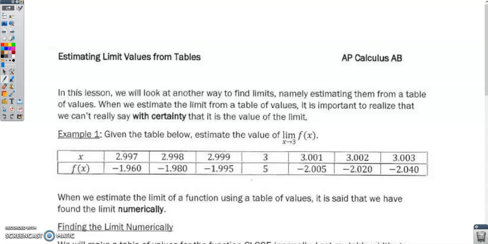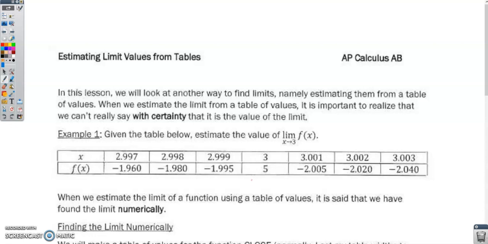This video lesson connects to Unit 1, Section 4 of AP Calculus, Estimating Limit Values from Tables. In this lesson, we're going to look at another way to find limits. So far we've looked at how to find them from graphs, but in this one we're going to look at how we can estimate them from a table of values.